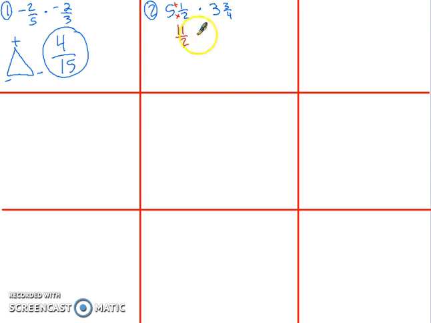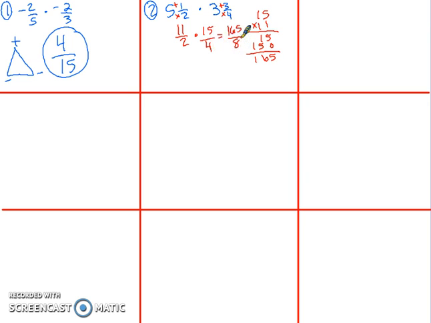Do the same thing with your other fraction. 4 times 3 is 12. 12 plus 3 is 15. Keep your denominator. Then you multiply numerator by numerator. 15 times 11 is 165. 2 times 4 is 8.